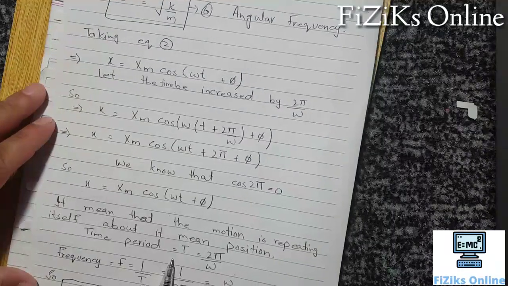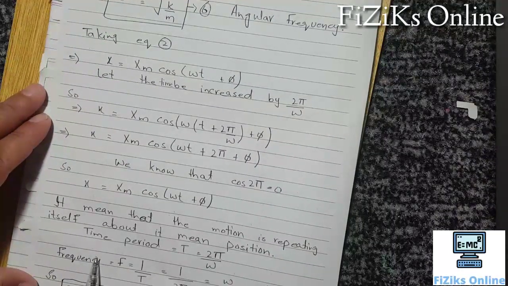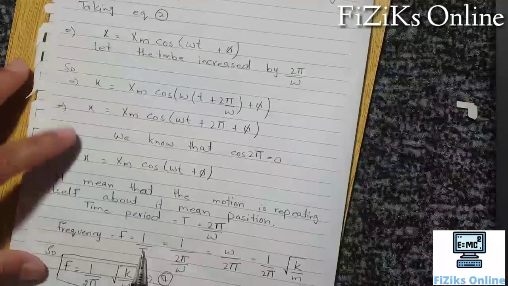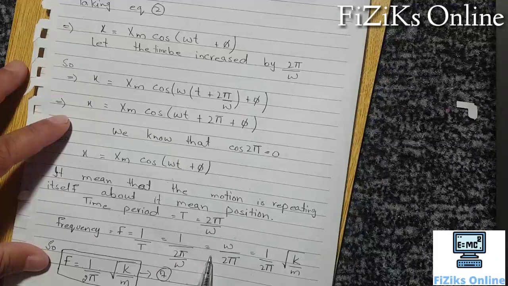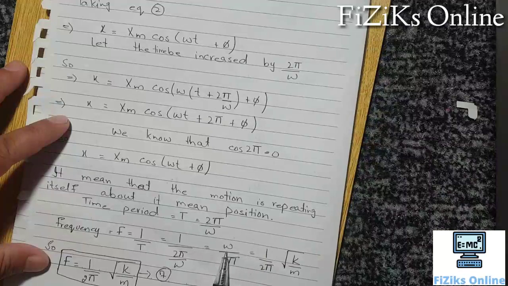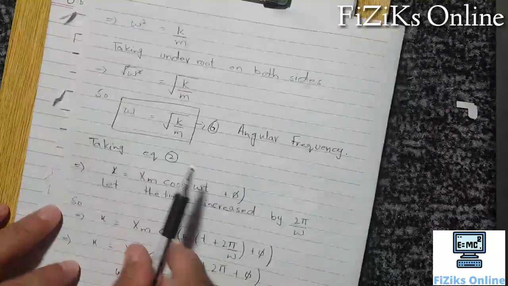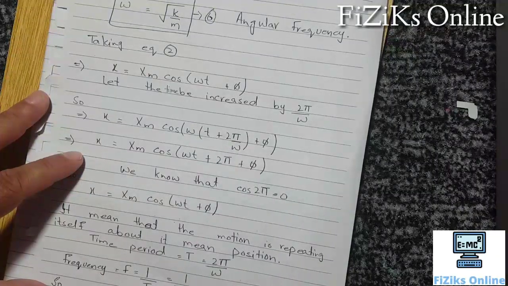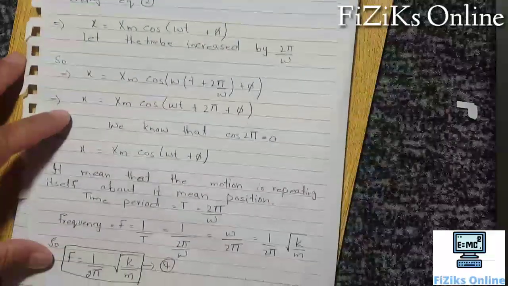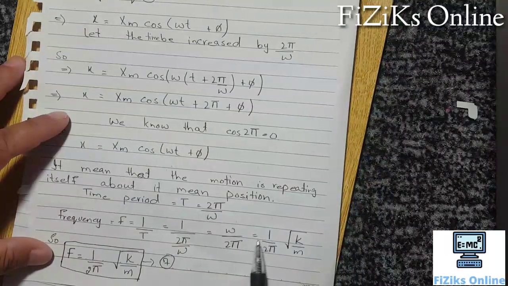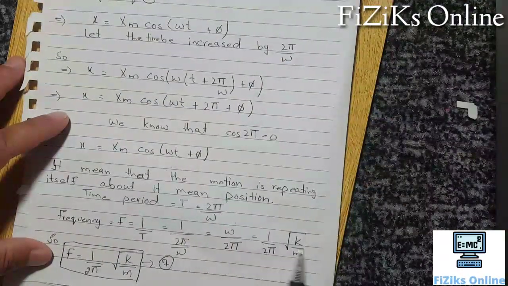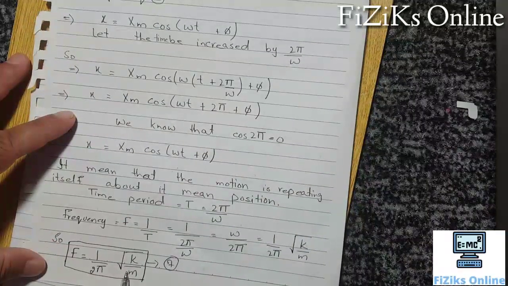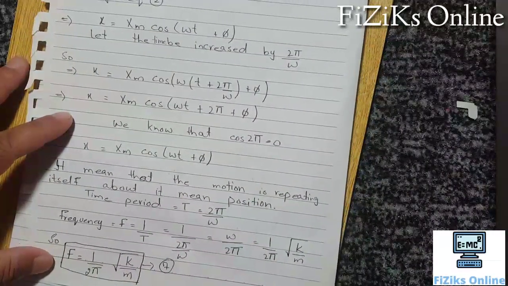Time period T equals 2 pi by omega. Frequency is the inverse of time, f equals 1 over T, so putting the value of time, 1 by 2 pi by omega, this becomes omega by 2 pi. Putting the value of omega, that is under root k by m, the equation becomes 1 by 2 pi under root k by m. So f equals 1 by 2 pi under root k by m.